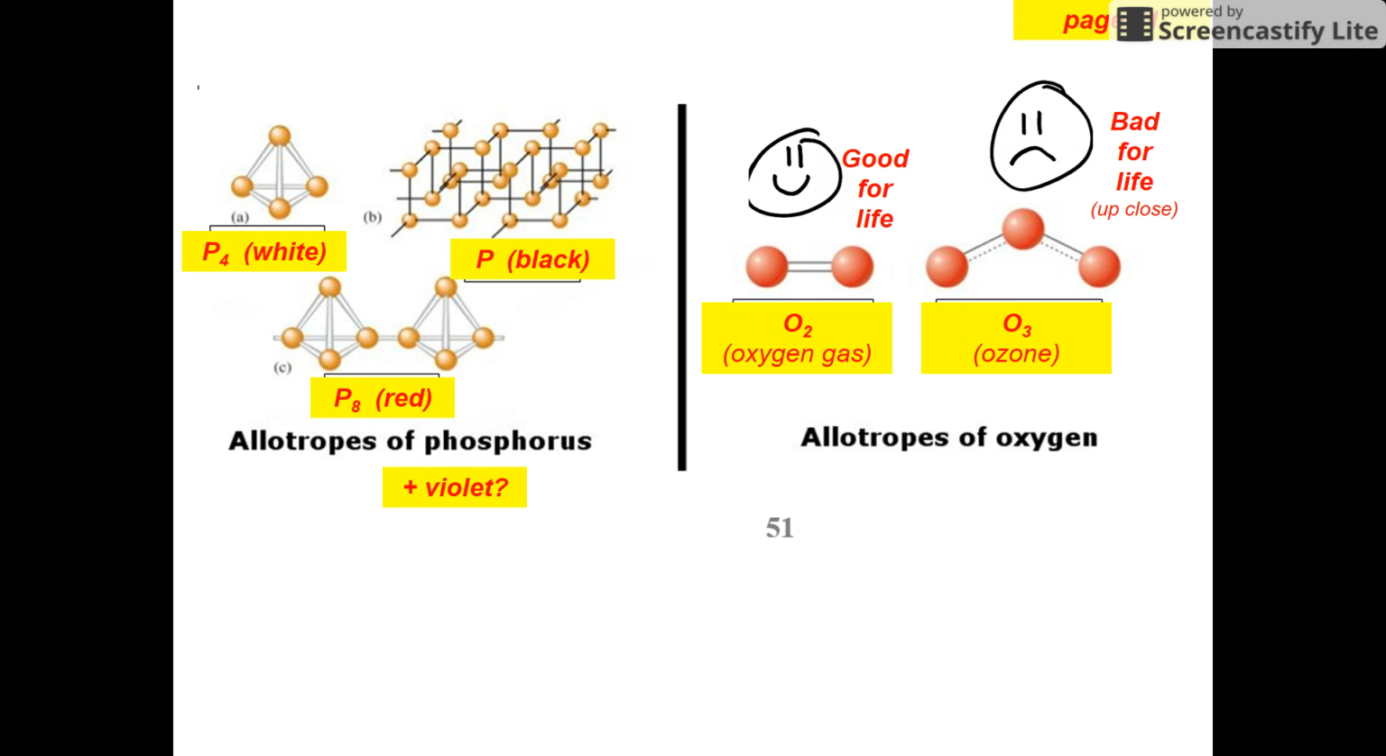It protects the Earth from ultraviolet radiation. But up close, O3 tends to rip apart cells and cell membranes, so it's not good for living things. Don't breathe in ozone, kids. So again, they're both oxygen, but in different structural arrangements, so they have different chemical and physical properties.